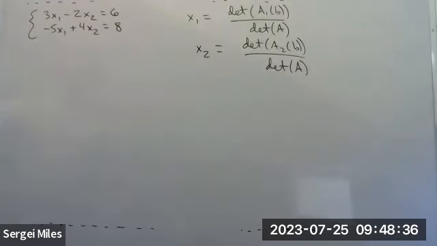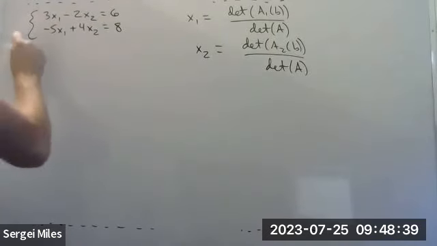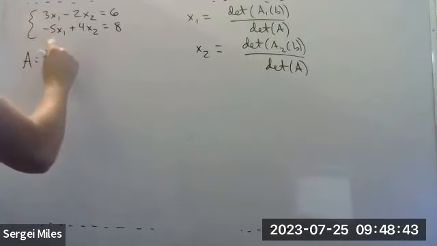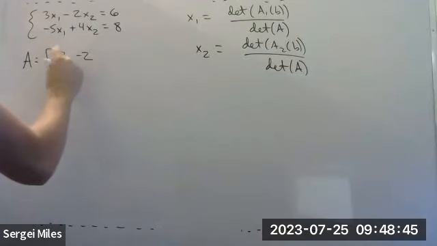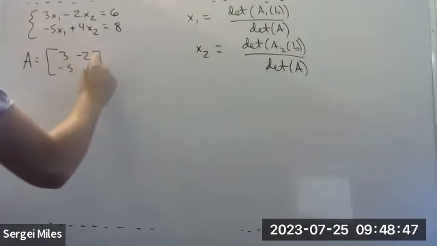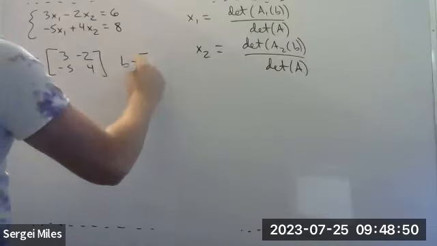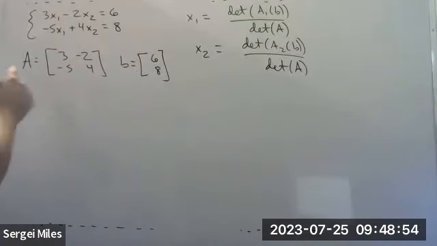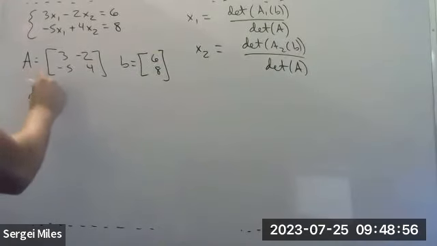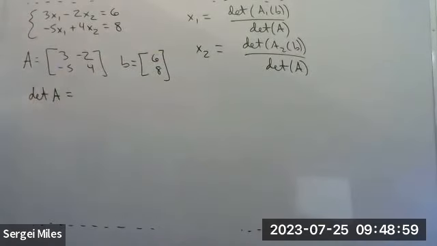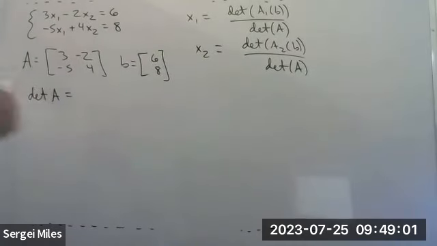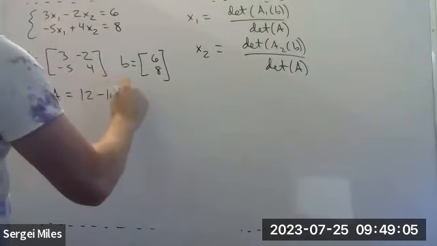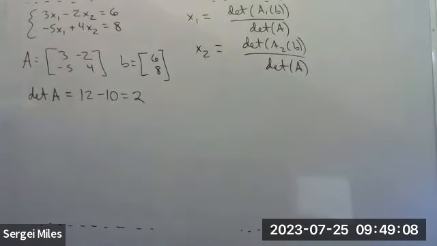All right. So first of all, what is A? Well, A is the coefficient matrix: 3, negative 2, negative 5, 4. B is the equals column. And so what is the determinant of A? Well, lucky for us, it's a 2 by 2. We can just use our formula for a 2 by 2. We're going to get 12 minus 10, or in other words, just 2.